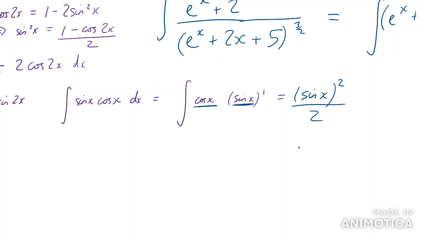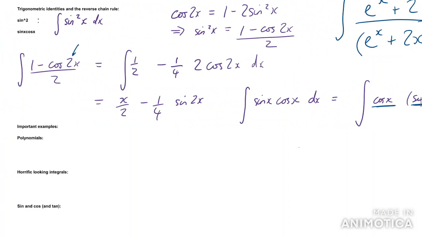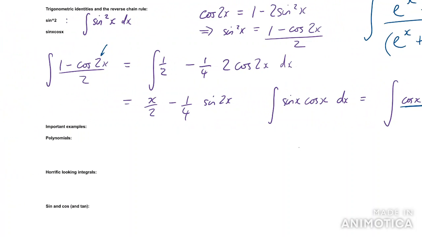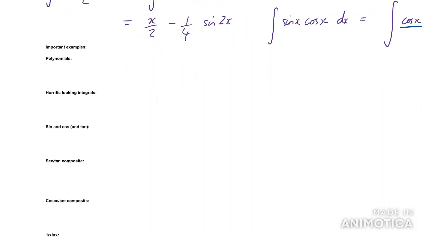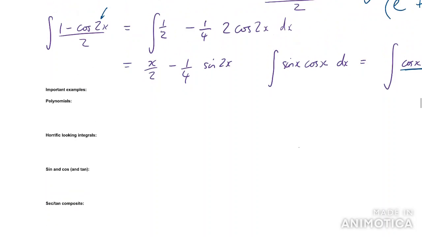So even though there are trig functions in there, it's actually an example of the power rule of reverse chain rule. The power rule is the most important one that you'll see over and over again. I know this is probably confusing at the moment, so just stick with this and you'll see a lot of examples now. So, polynomials.